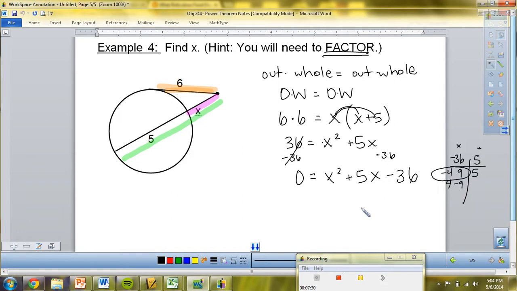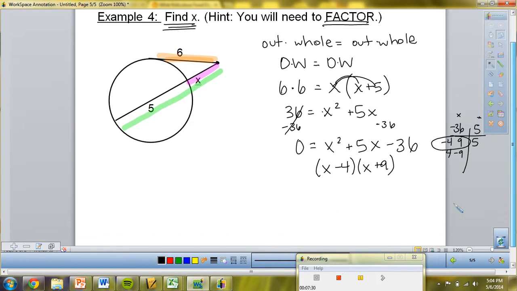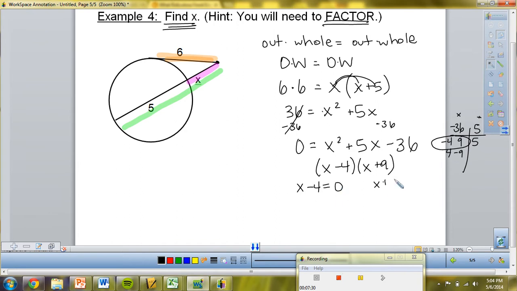These are the factors that I want, which means my factors are x minus 4 and x plus 9, but those are not the x's. I want the solutions, not the factors, so I need to keep going and solve and set this equal to 0. x minus 4 equals 0, x plus 9 equals 0. Add to both sides, so my x is equal to a positive 4. Subtract from both sides, I have x equal to negative 9.